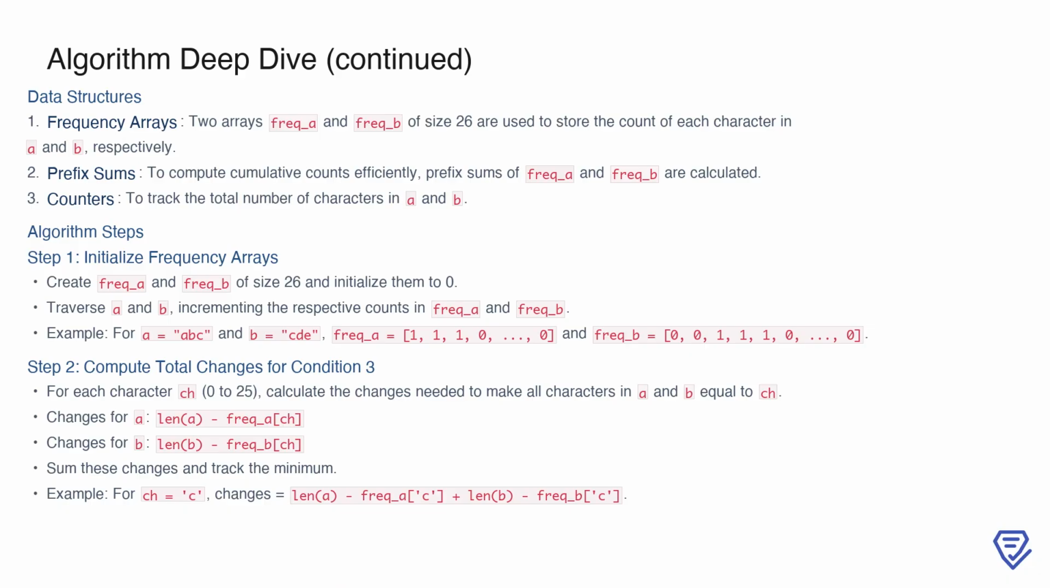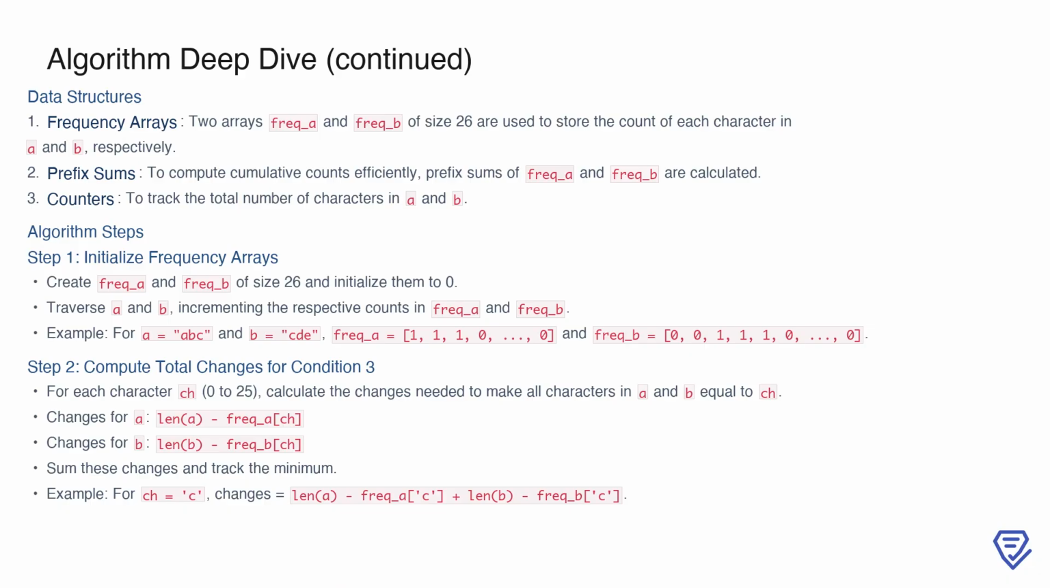The algorithm begins by initializing the frequency arrays. We iterate through each string, updating the respective counts for each character. For example, if A is ABC and B is CDE, the frequency arrays would look like this: frequency_A equals 1, 1, 1, 0, 0, and frequency_B equals 0, 0, 1, 1, 1, 0, 0.